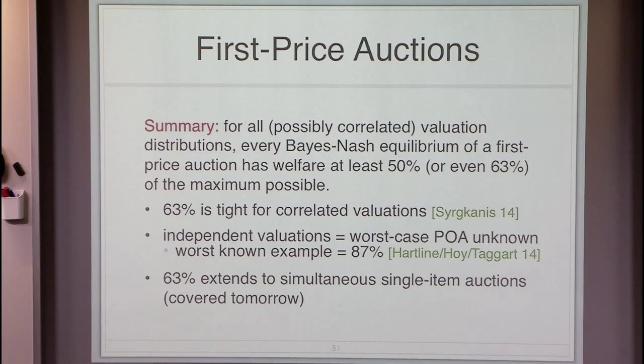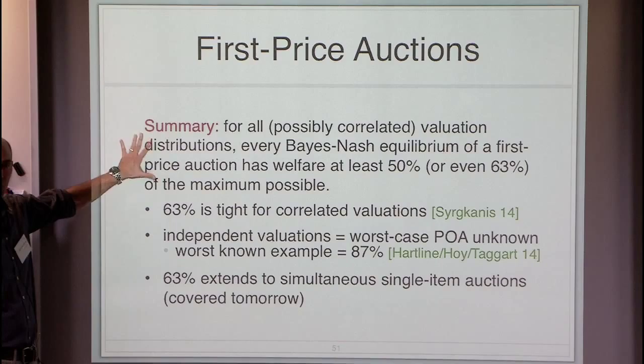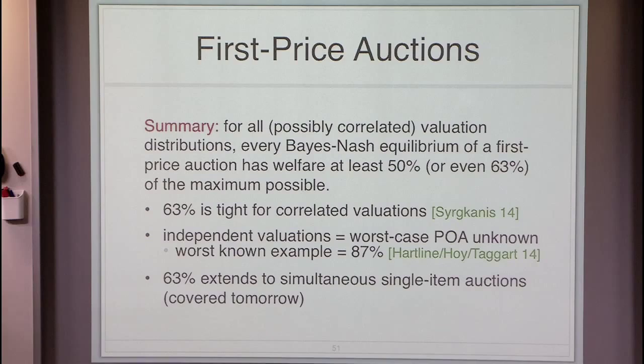And again, we knew from the outset, even with two bidders and uniform 0-1 and 0-2, that we couldn't get 100%. We knew fundamentally analysis of the first price auction with non-identical bidders is a price of anarchy question. And this gives us bounds on one side, 63%. Turns out if you want to handle valuation distributions which can be correlated, 63% is tight. So there's an example. You can exhibit a distribution and a Bayes-Nash equilibrium which is off by that amount.